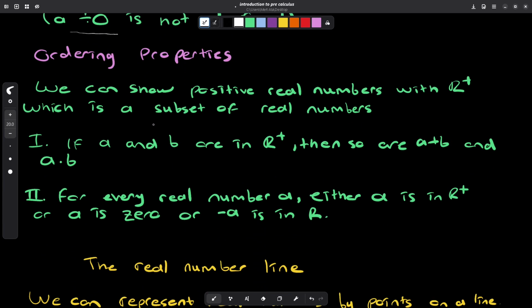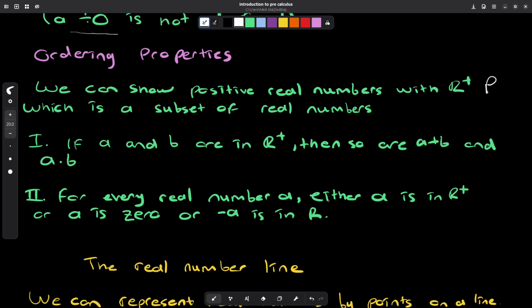Ordering properties. We can show positive real numbers with R plus, like with a plus at the top of R. You can see P as well in some introductory real analysis books. I saw some. It is a subset of real numbers. If a and b are in the positive real numbers, then so are a plus b and a multiplied by b. These are clear, right? Everyone can tell these.